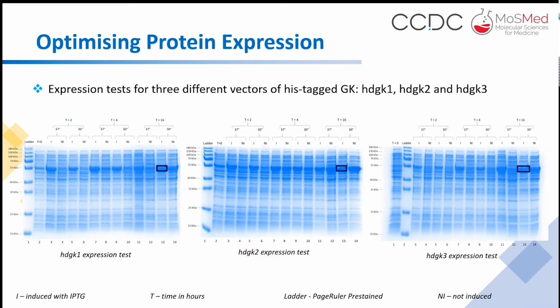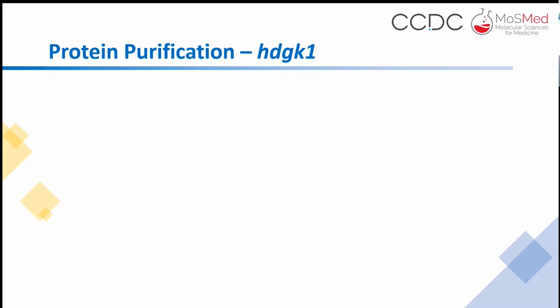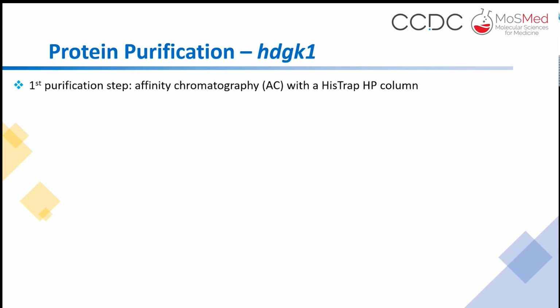This allowed me to choose my conditions for the expression and for large-scale expression, after which I made a lot of protein, but I had to purify it to get only my protein, and I did this by using affinity chromatography, using a HisTrap HP column.